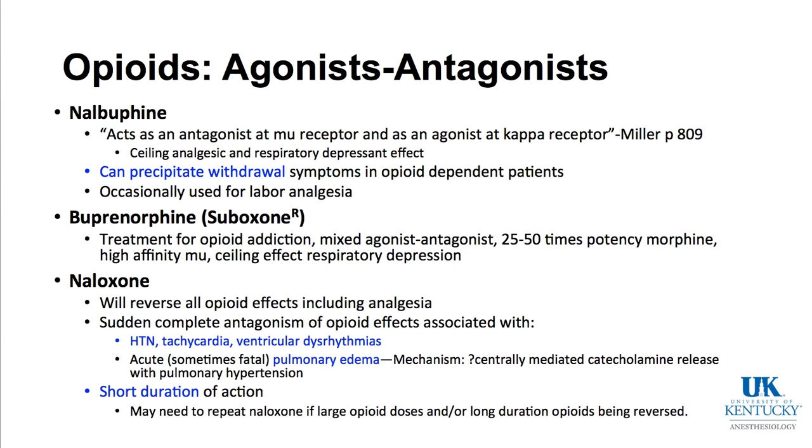If you have a patient who is provided high doses of opioids and you suddenly reverse them, sudden complete antagonism of the opioid effects can be associated with massive sympathetic outpouring, hypertension, tachycardia, ventricular dysrhythmias, increased pulmonary vascular resistance, pulmonary edema, and even death. So if you're going to use naloxone to reverse opioids, I will start usually with about 10 mics and give intermittent doses of 10 mics IV until the patient starts breathing, rather than just giving milligram doses.